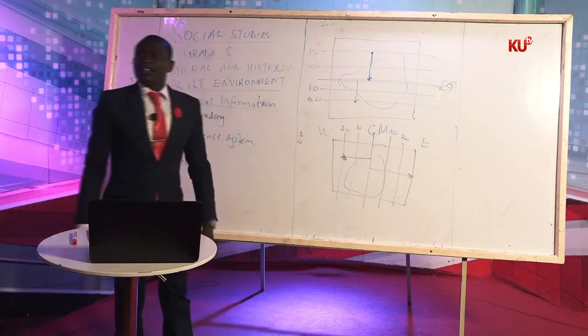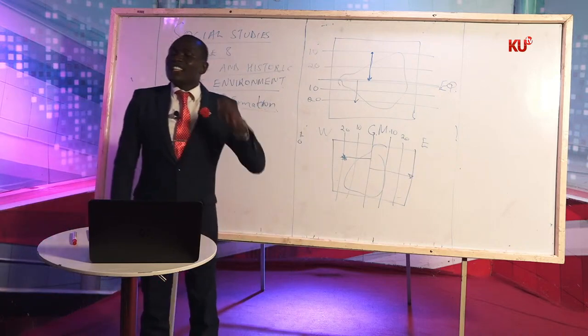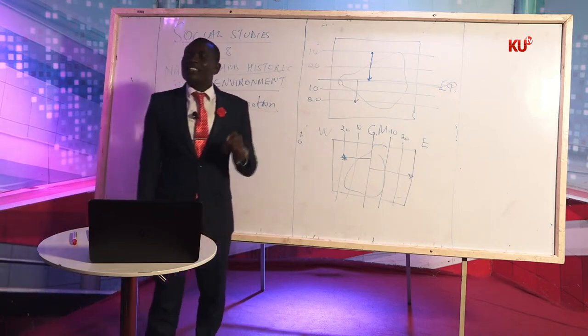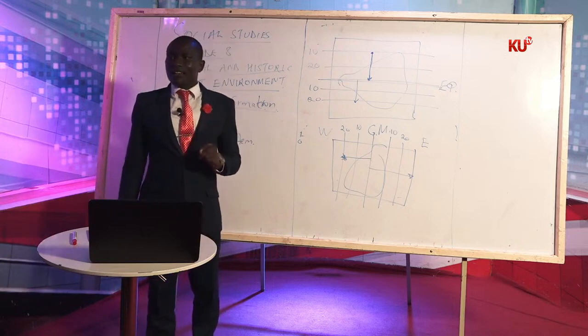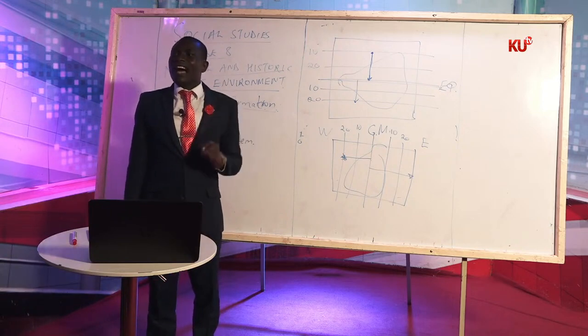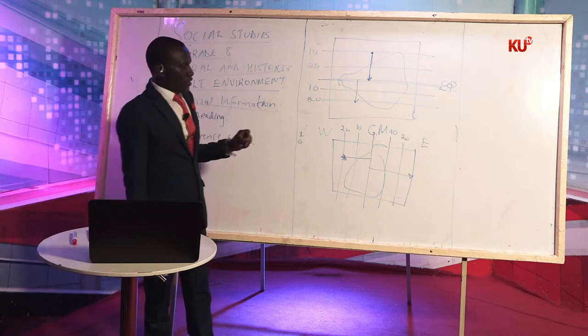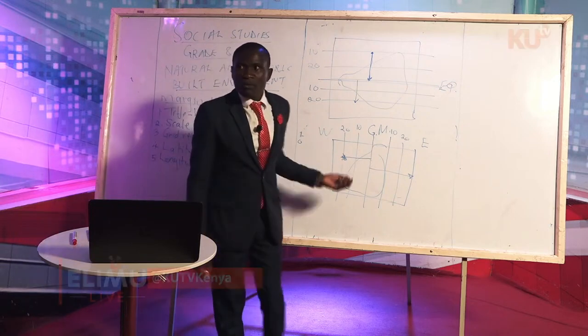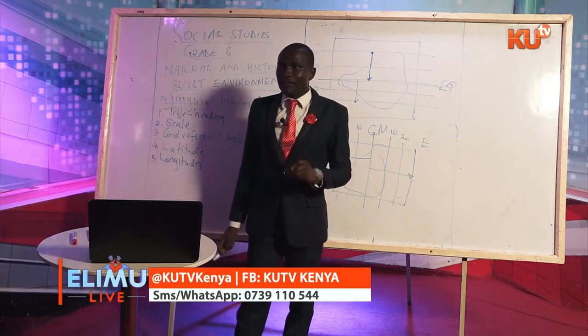These are called longitudes. So longitudes are vertical imaginary lines that tell us how far the place is from the eastern side.